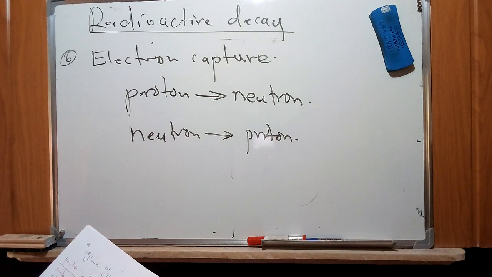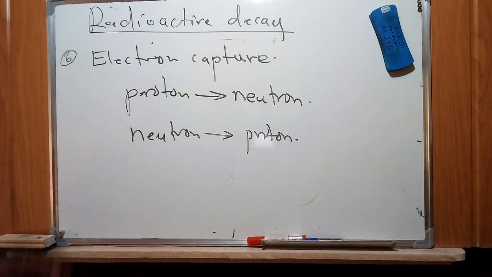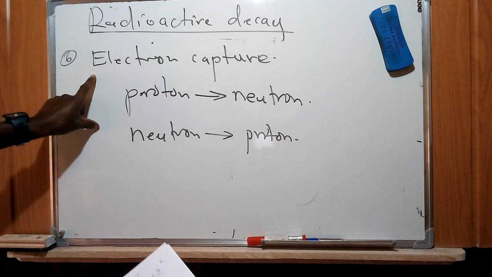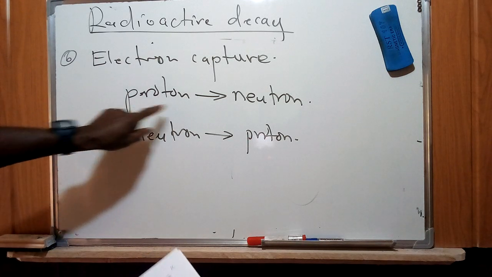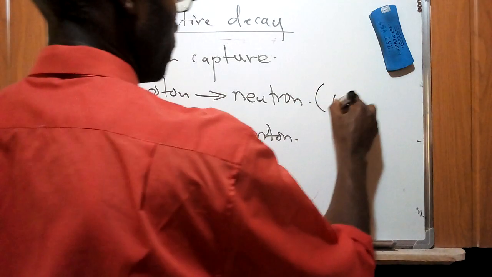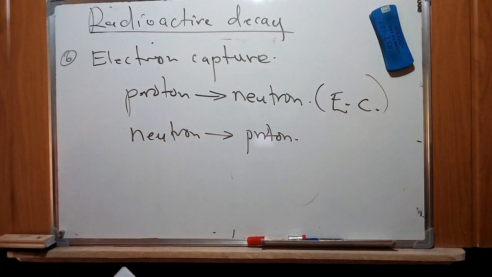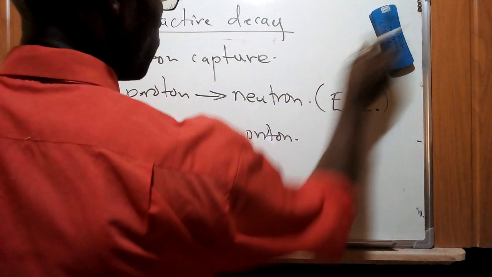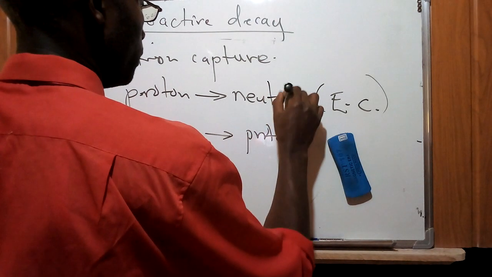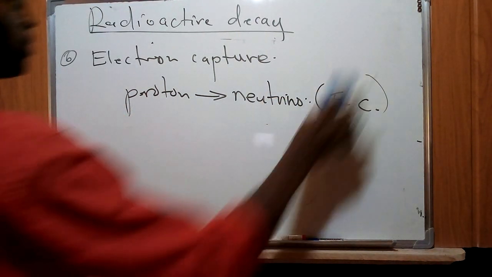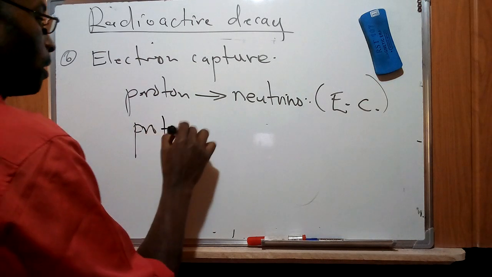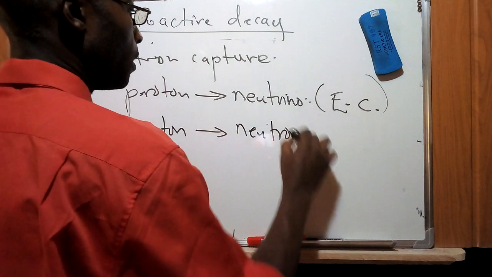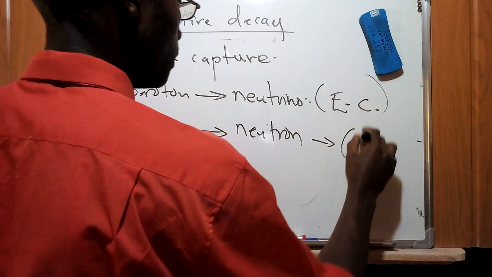For electron capture, as I've said, the net effect is to change a proton to a neutron. So this one is for electron capture. But for positron emission, the net effect is to change, with the neutrino, a proton to a neutron that we are going to refer to as a positron.